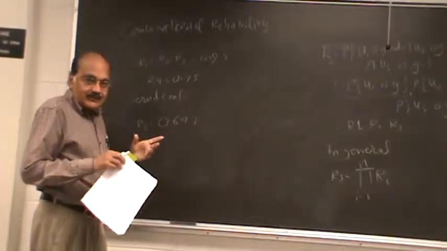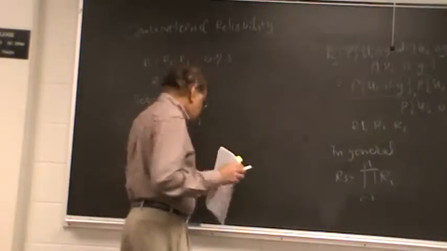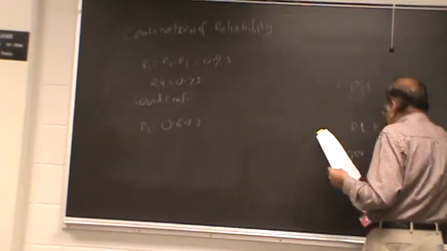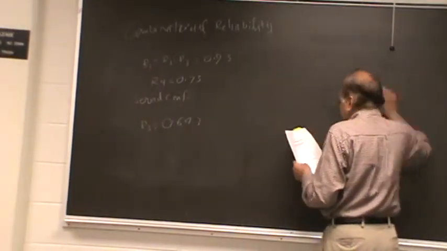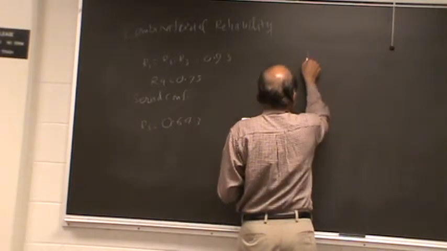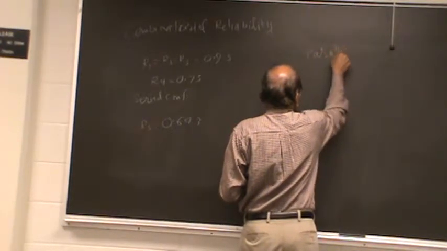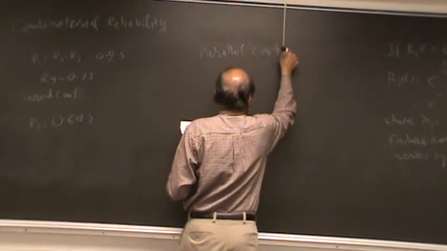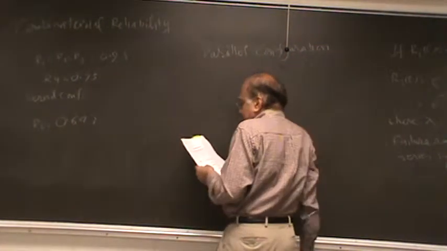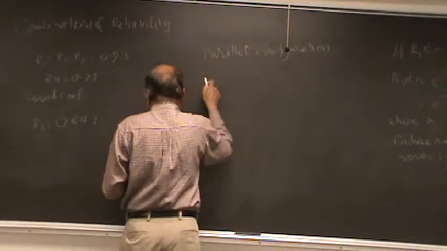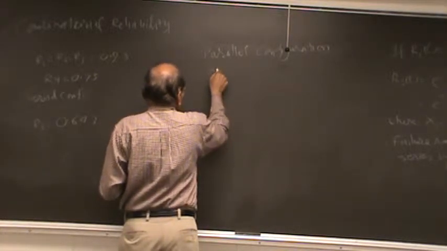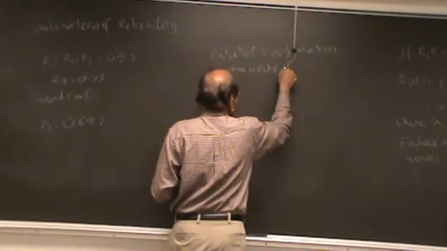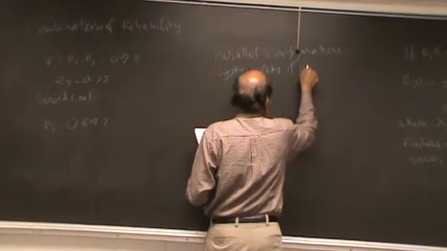Okay, now let us consider the other case. This is one extreme where all the units are essential. Now let us consider a case where you have a parallel configuration. Again, that is a way of... and in parallel configuration, system is good. System works if at least one unit is good.